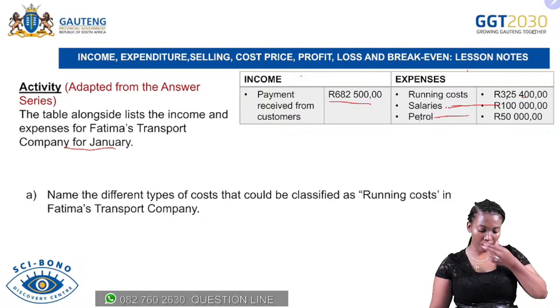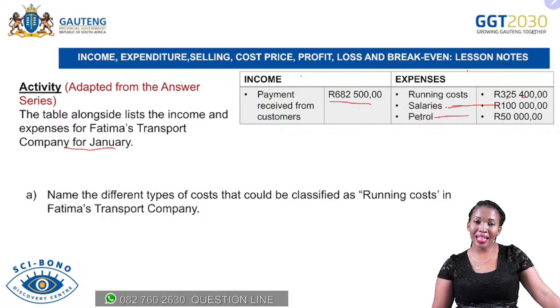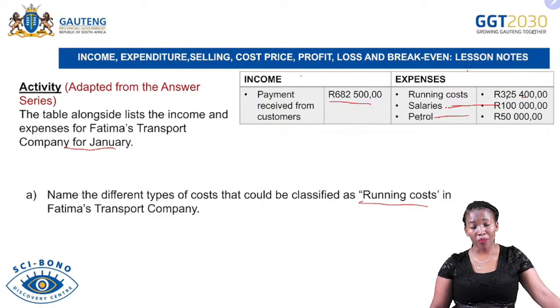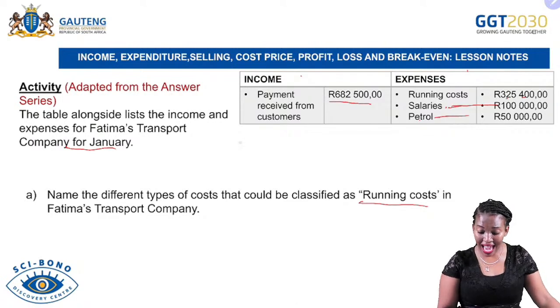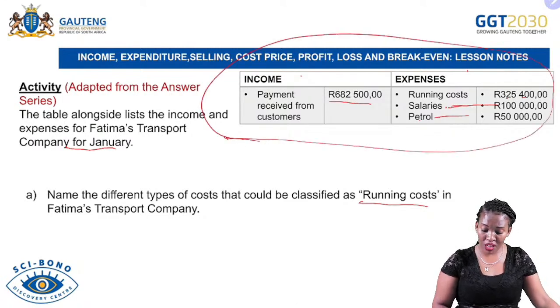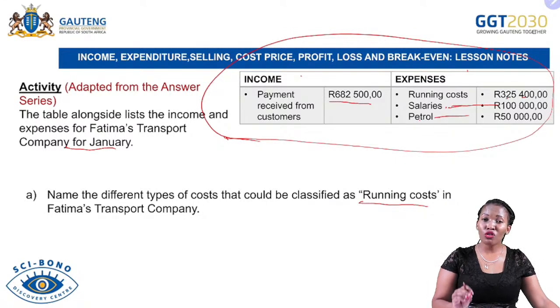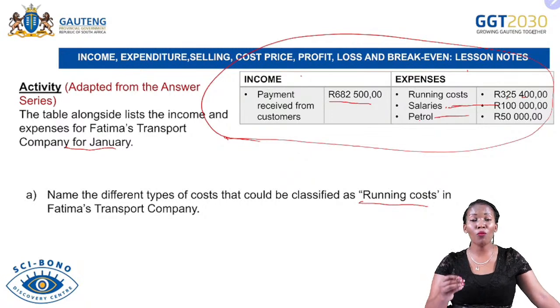The first question: name the different types of costs that could be classified as the running costs in Fatima's transport company. Guys, did you see what I did? Before I even looked at the questions, I analyzed the information that is given to me, and then I asked myself questions from that information. Why am I doing that? I'm preparing myself for the upcoming question, so that when a question arises and it's the same question that I asked myself, I already know the answer.